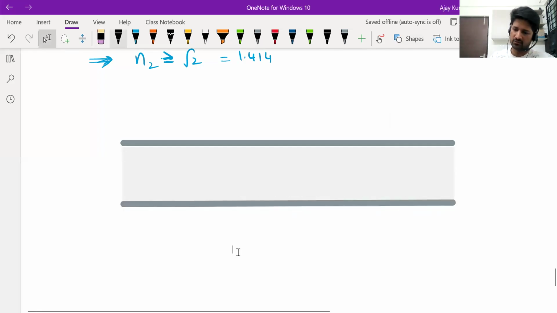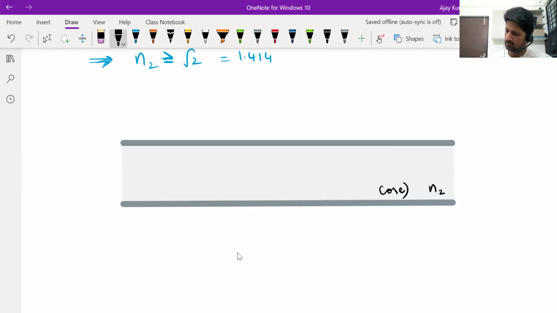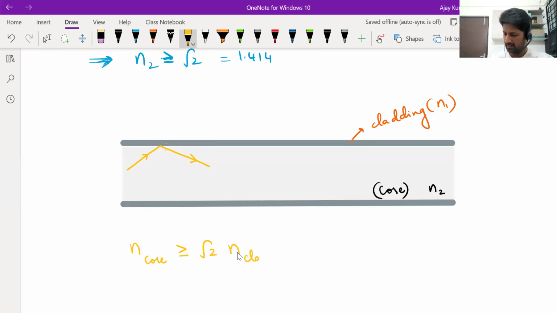So this actual material which allows light to pass through it, let's say its refractive index is N2. This is called the core. And the surrounding coating that is given to protect the optical fiber region is called the cladding. Its refractive index should be taken as N1 now, not air's refractive index. Why? Because when light is incident here, it is incident on the core-cladding interface, not from core onto air. This is where total internal reflection takes place. Therefore, the refractive index of the core should be more than or equal to root 2 times the refractive index of the cladding. Got it?